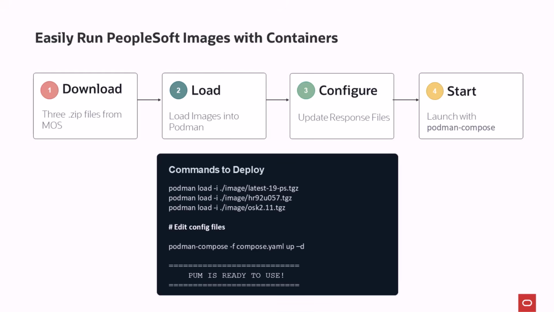To deploy, download the 3 files from My Oracle Support and load them into Podman, update the configuration files, and then run the podman compose command. Deploying PeopleSoft update images on containers is faster than other deployment methods and can run on Podman and Podman Desktop. This completes the feature descriptions for deployment and platforms.